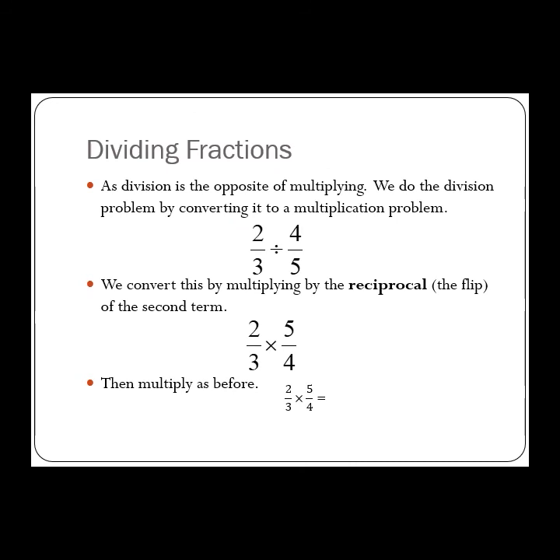When we divide fractions, since division is the opposite of multiplying, or the inverse of multiplying, then dividing by 4/5, as we see it here, is actually going to be the same as multiplying by 5/4. That flip of the fraction is known as the reciprocal. And then we're going to multiply straight across like before. 2 times 5 is 10, 3 times 4 is 12, and I can reduce it. 5/6.